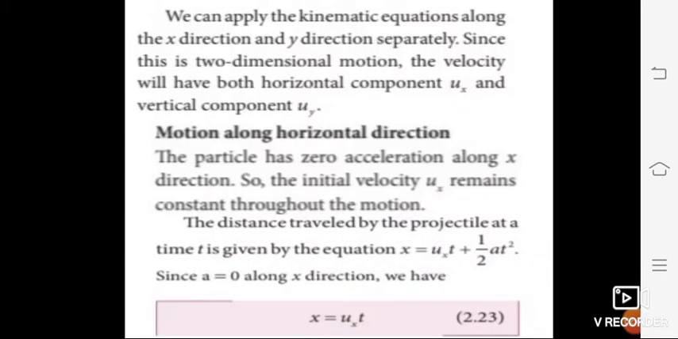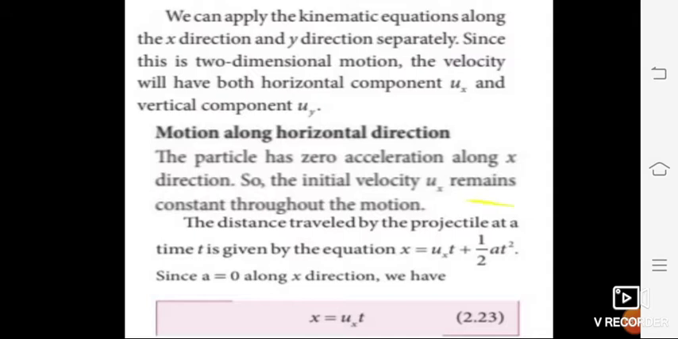We can apply the kinematic equations along the x direction and y direction separately to calculate the displacement along the horizontal direction and the vertical direction. Since this is a two-dimensional motion, the velocity will have both a horizontal component ux and a vertical component uy. Motion along the horizontal direction: the particle has zero acceleration along the x direction, so the initial velocity ux remains constant throughout the motion. The distance traveled by the projectile at a time t is given by the equation x is equal to ux into t plus half at square.